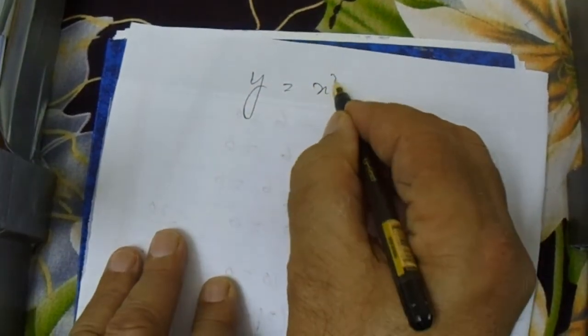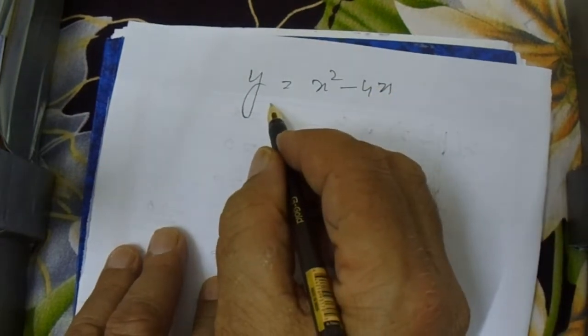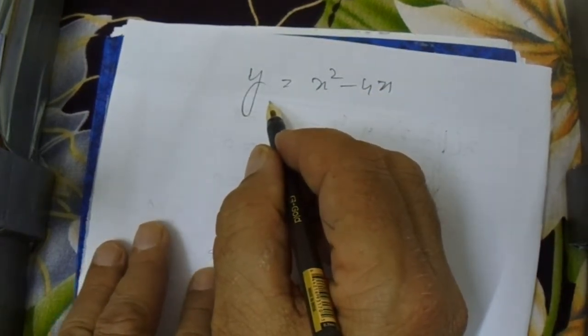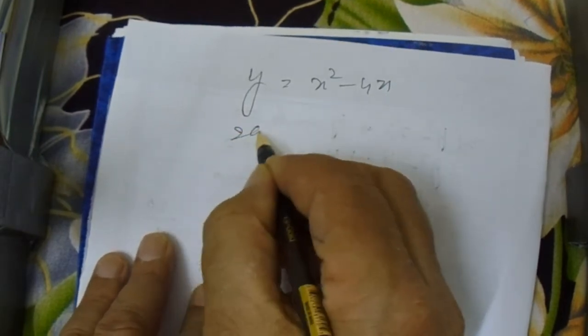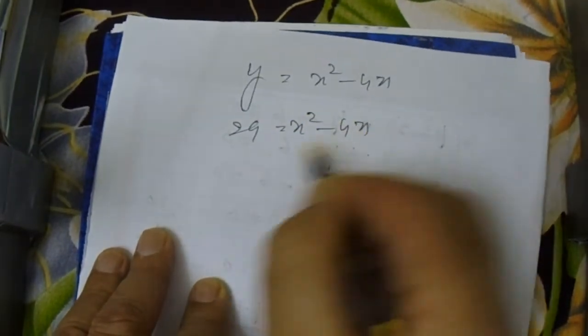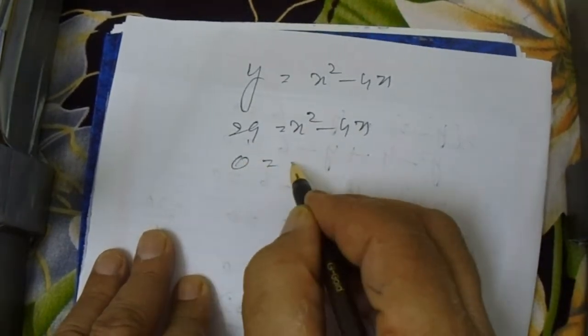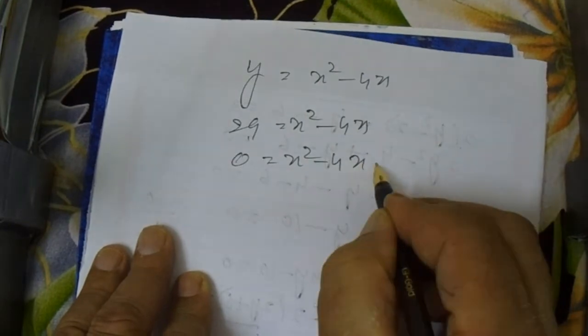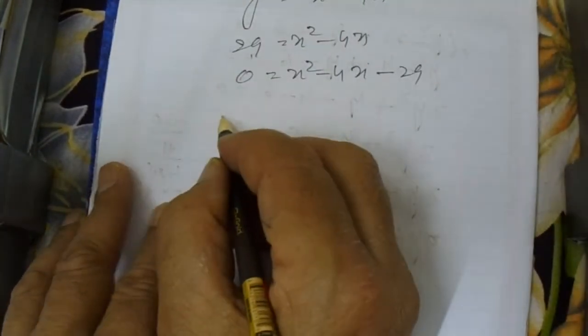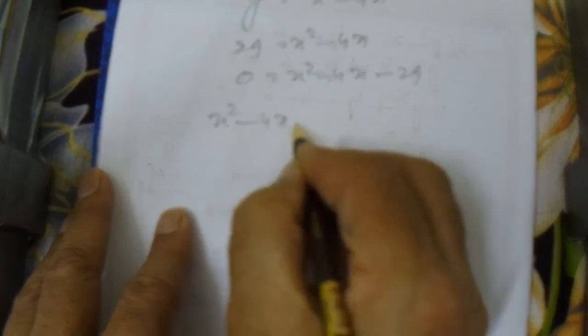Now we find the second value of this, and it is equal to 29. This y is equal to x square minus 4x. Now we put 29 as the value of y. 29 is equal to x square minus 4x, and this will go to the left side. It becomes x square minus 4x minus 29 is equal to 0, and we make the factors of this.